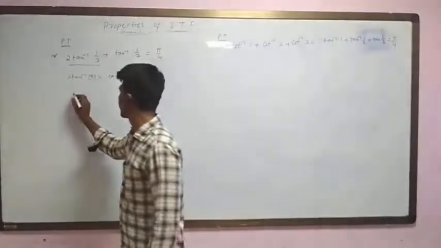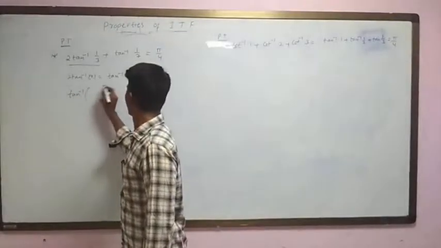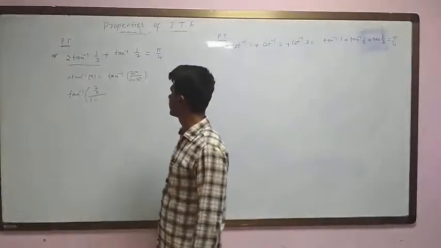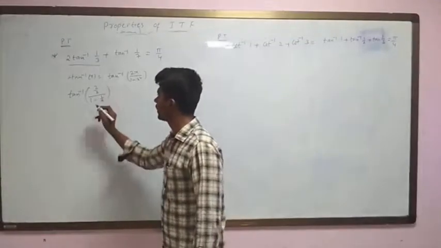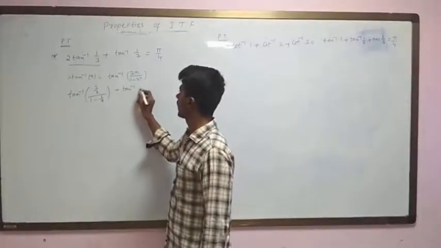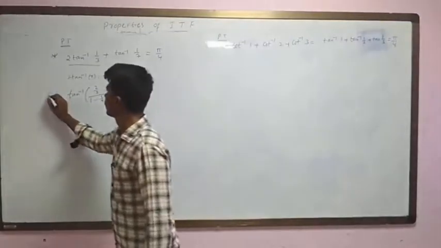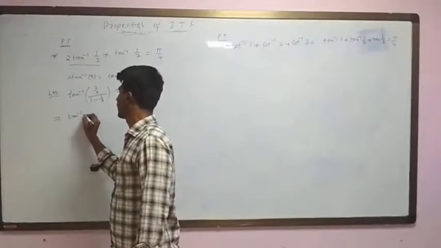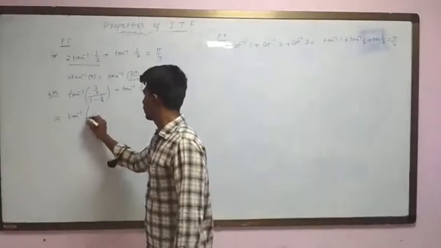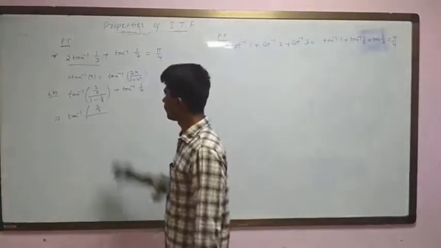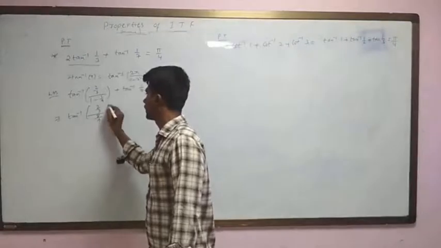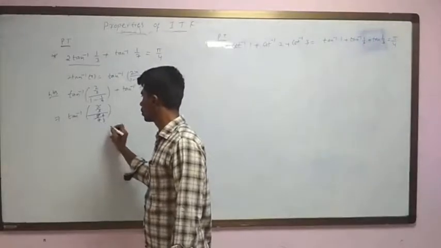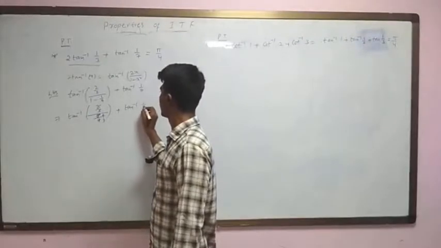So if I use this, what I get? Tan inverse of 2 into x, 1 by 3, so 2 by 3, by 1 minus x square, what I get? 1 by 9, plus tan inverse 1 by 7, which is LHS. Next step, simplify this, what I get? Tan inverse of 2 by 3 by 9 minus 1, 8 by 9, plus tan inverse 1 by 7.